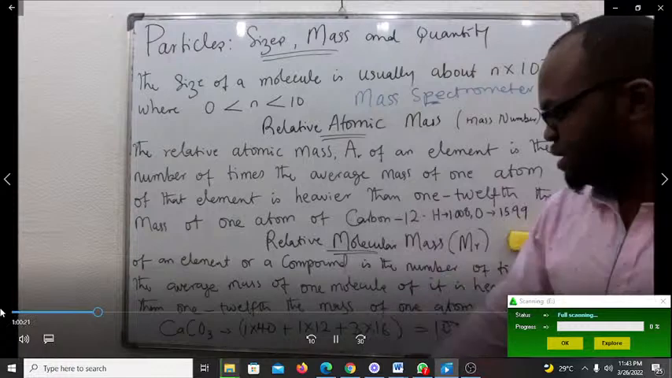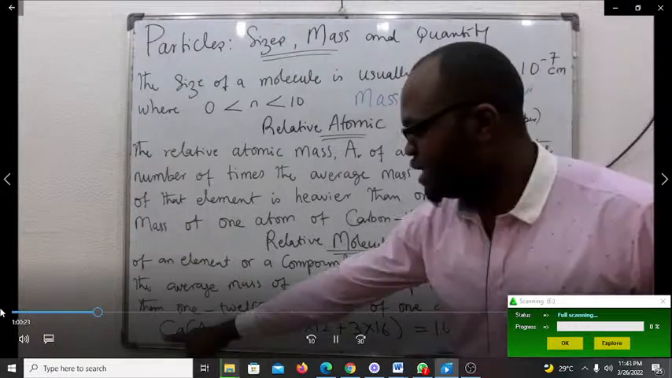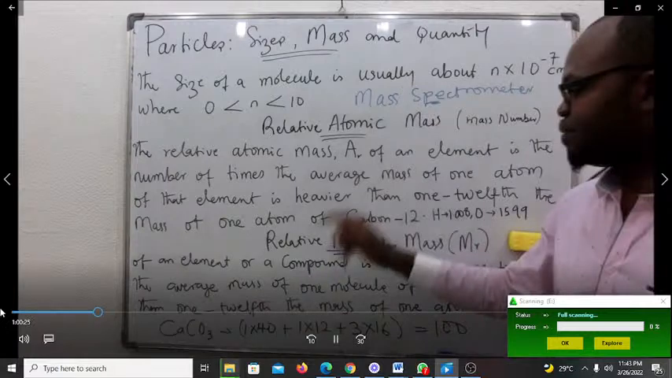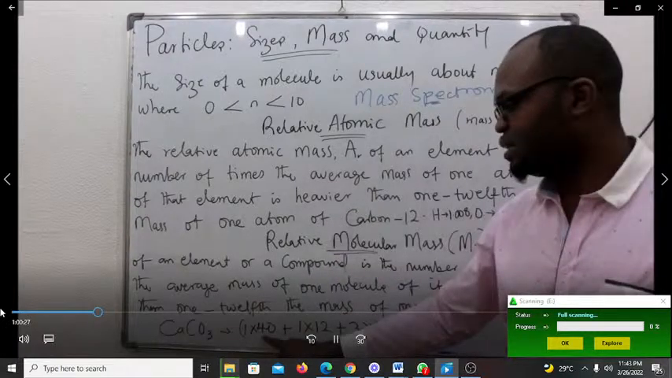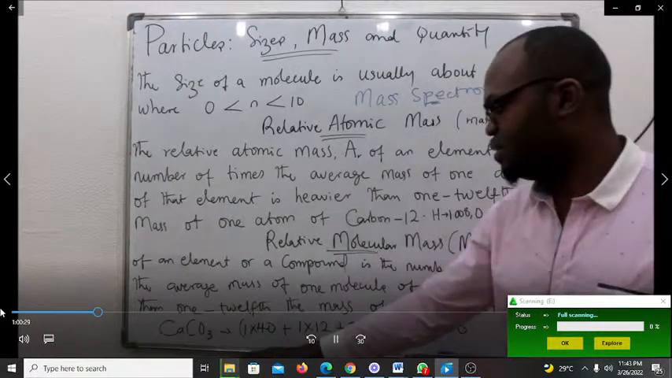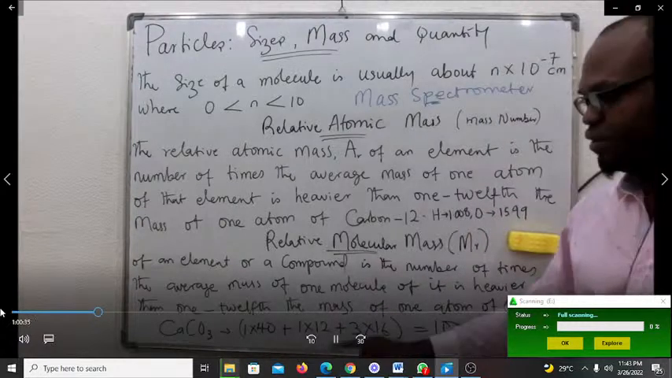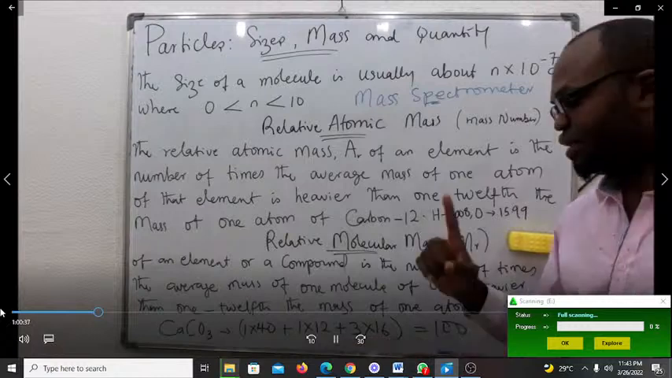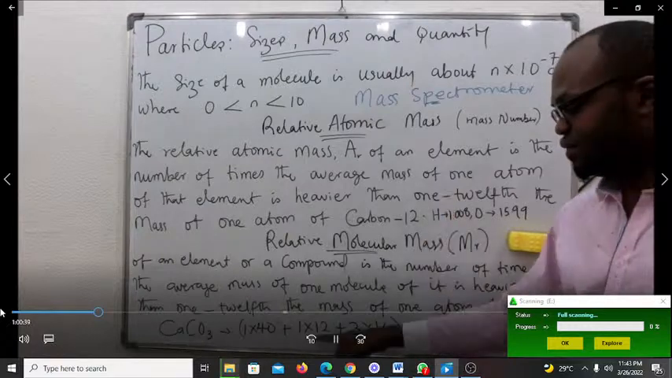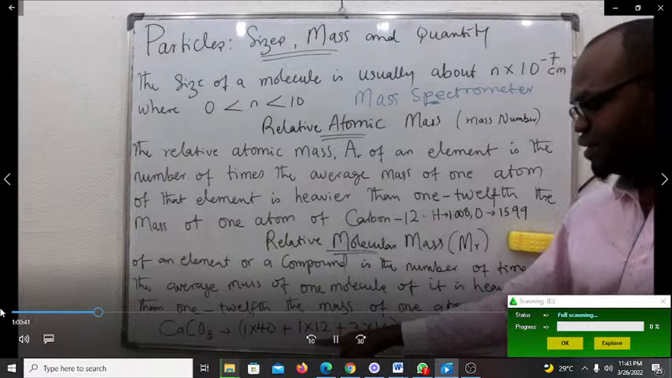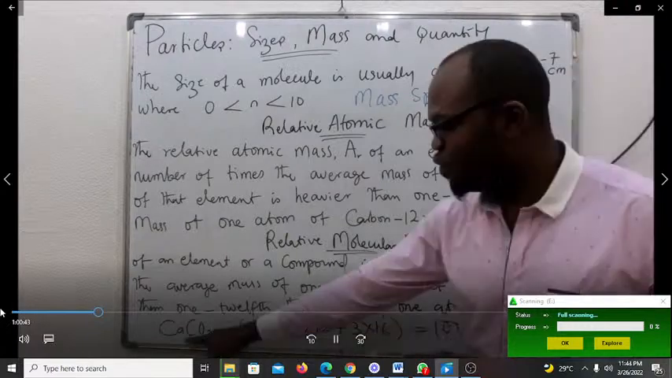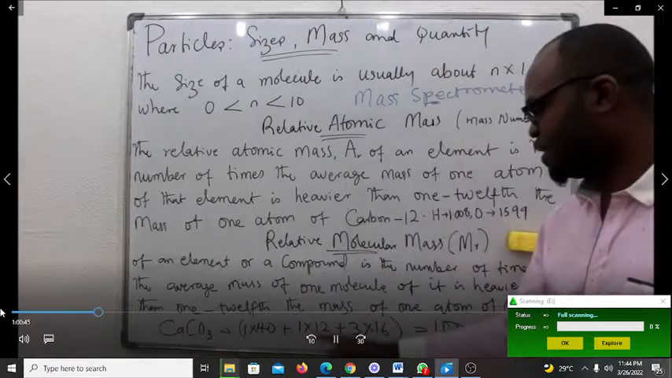So for the relative molecular mass of calcium trioxocarbonate, if you want to calculate this, you have Ca. The relative atomic mass for calcium is 40. There is only one calcium, so you have 1 times 40. Carbon, the relative atomic mass for carbon is 12. You know the atomic number of carbon is 6, so the relative atomic mass is times 2, which is 12. But since there is only one carbon atom, you have 1 times 12.